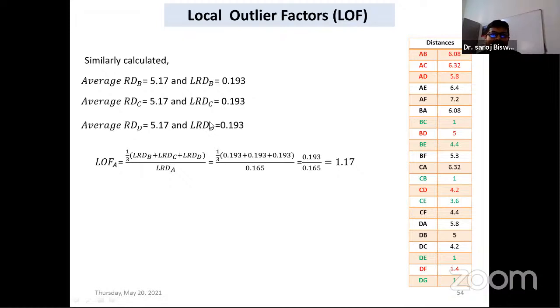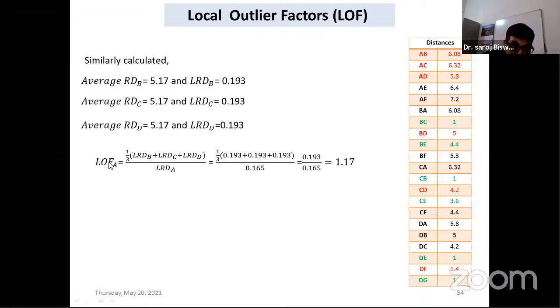Similarly, the local reachability score of C is 0.193. We have to calculate similarly, try to understand. So a lot of calculation is there. So again, we can find the local reachability score of D in the same way, that is 0.193. So we got the average reachability score of all the neighbors. So once we calculated the average reachability score of all the neighbors and the point itself, then we can find the LOF score of the point.